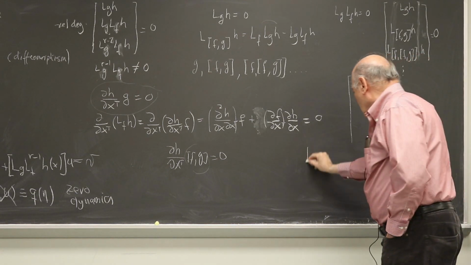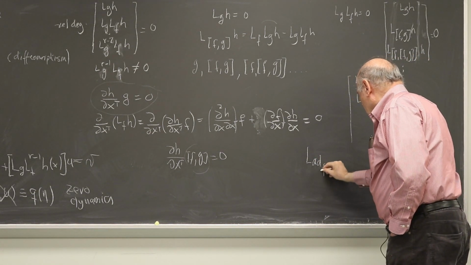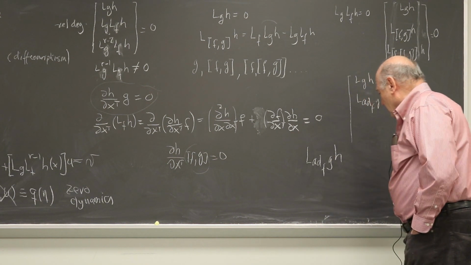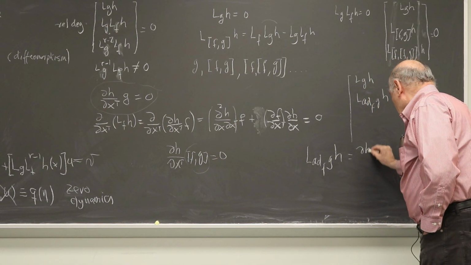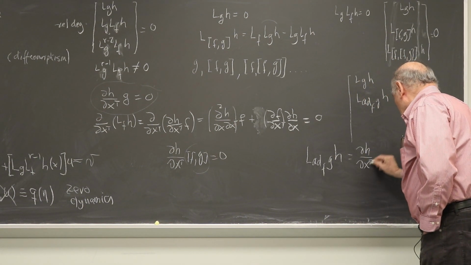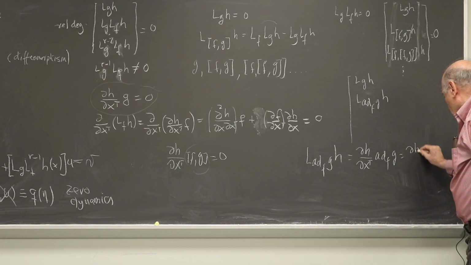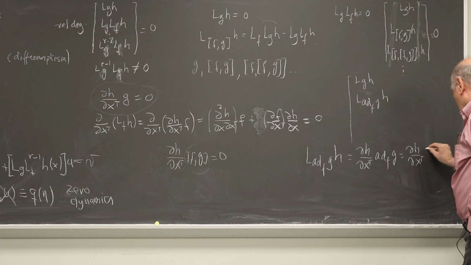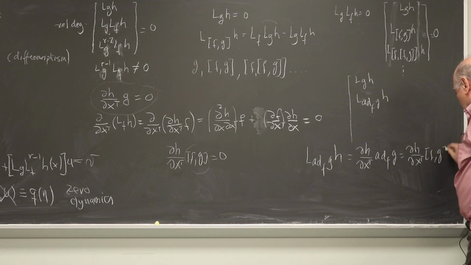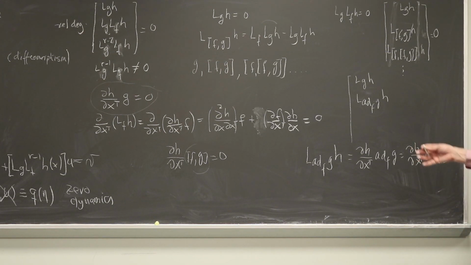And if we use it, it's much simpler, because this is partial of h with respect to x transpose times ad_f g. That means partial of h with respect to x transpose times the Lie bracket of f and g. So that's a nice notation.